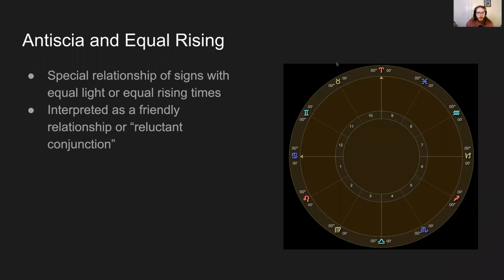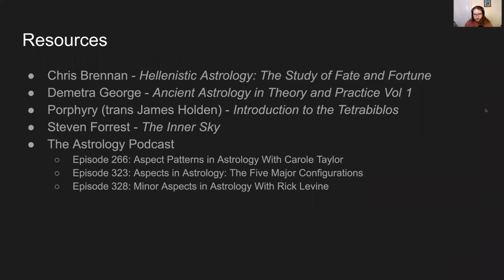There we go. Finally, I just have some resources here. These are some works that I cited and some things that I think might be useful, as well as some podcasts. We have, as always, Chris Brennan's Hellenistic Astrology: The Study of Fate and Fortune, Demetra George's Ancient Astrology in Theory and Practice, Volume 1. I heard today that Volume 2 is coming out on the 20th, I think, of April. We have Porphyry's Introduction to the Tetrabiblos, translated by James Holden.